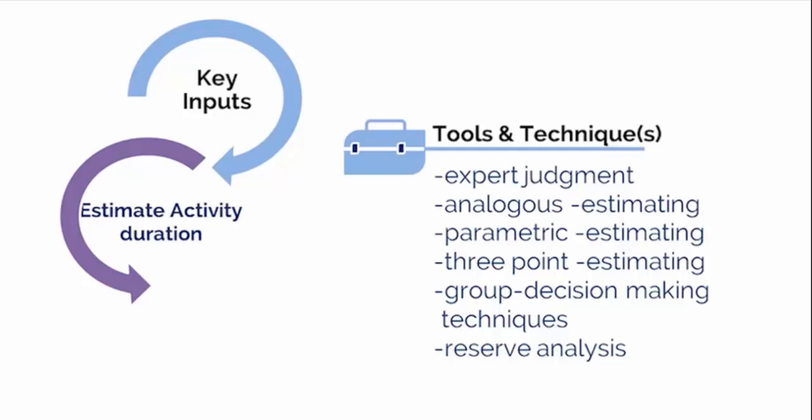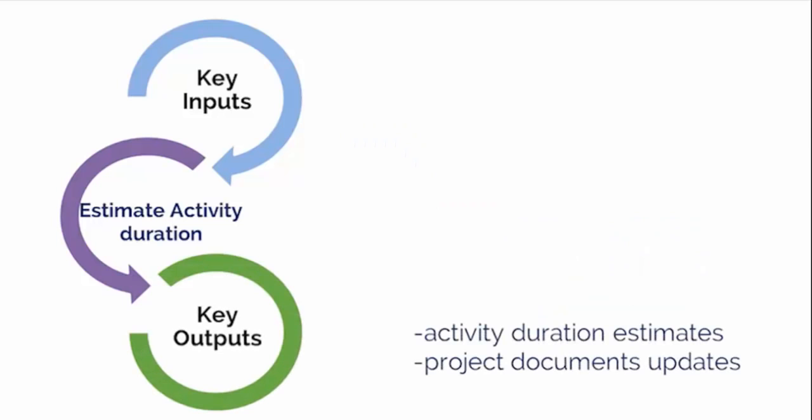Reserve analysis. Duration estimates may include contingency reserves, sometimes referred to as time reserves or buffers, in the project schedule to account for schedule uncertainty. Contingency reserves are the estimated duration within the schedule baseline, which is allocated for identified risks that are accepted and for which contingent or mitigation responses are developed. Obviously, as more information about the project becomes available, the contingency reserve may be used, reduced, or eliminated. The key output is activity duration estimates, which are quantitative assessments of the likely number of time periods that are required to complete an activity.